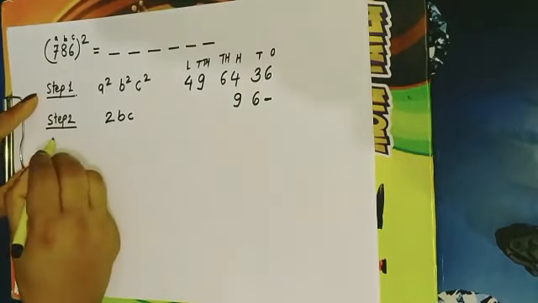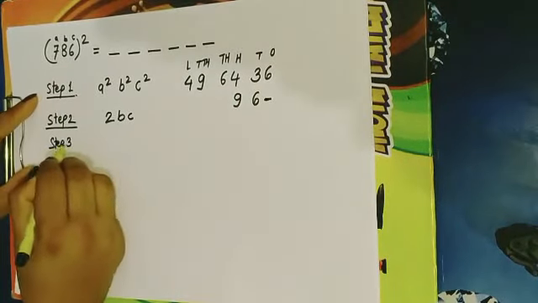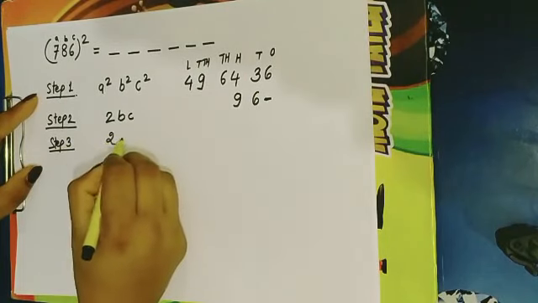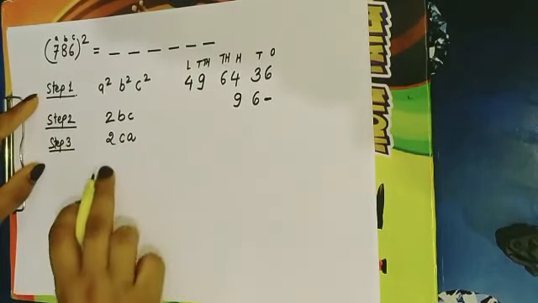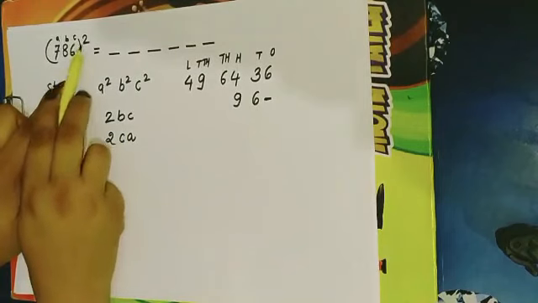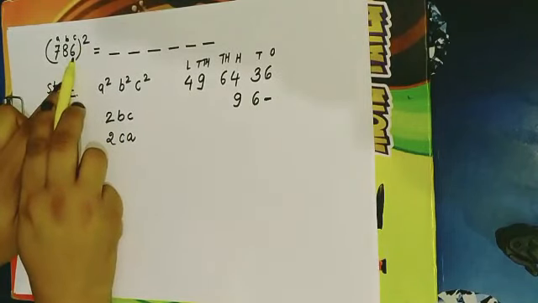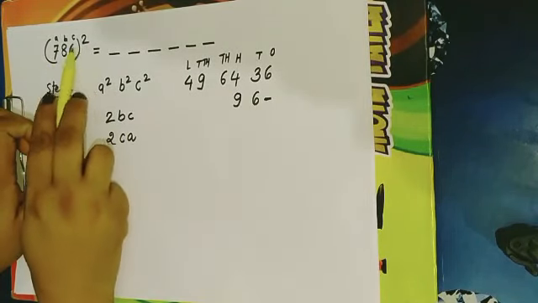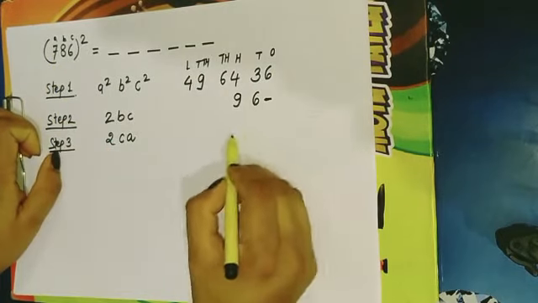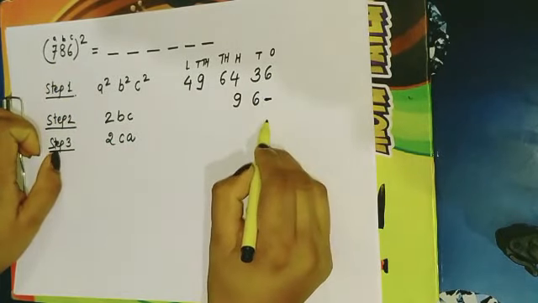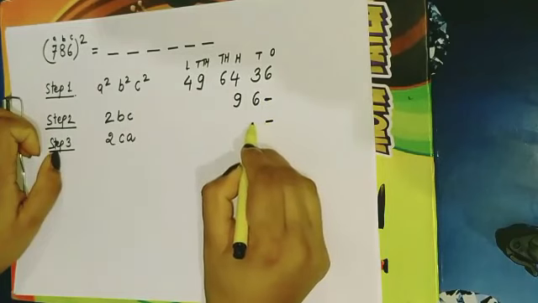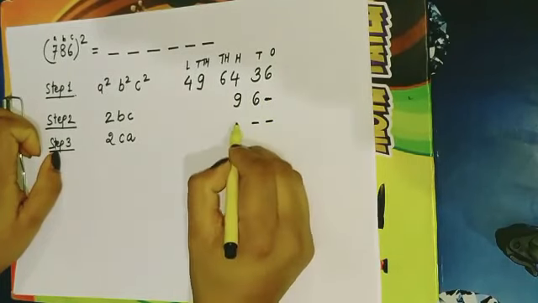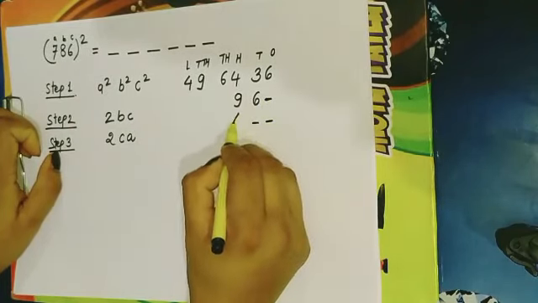Now step 3, we need to go for the 2CA. 2CA means 2C and then A. So it means 2 6s are 12, 12 7s are 84. So in the next step, we need to leave the ones place and tens place, and we need to write down the 84 here.